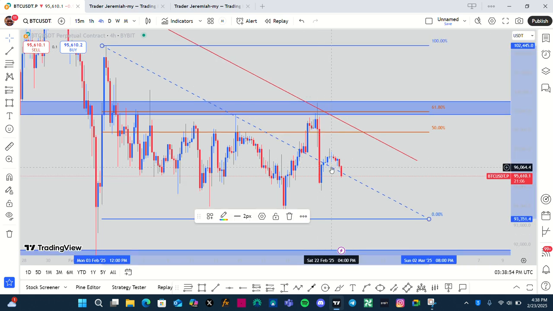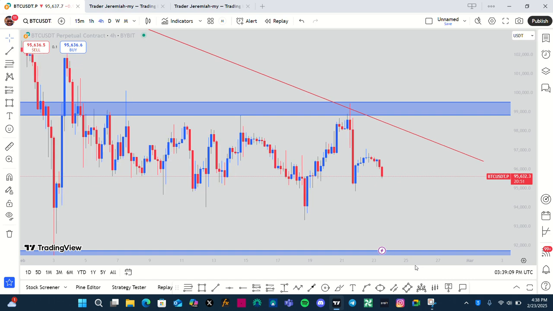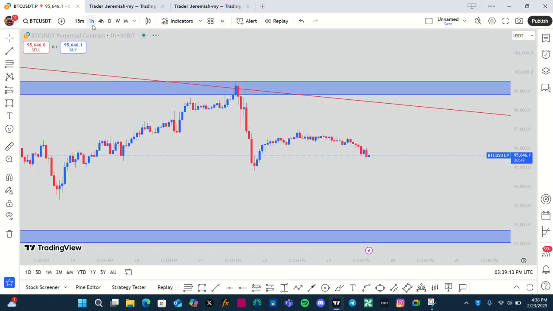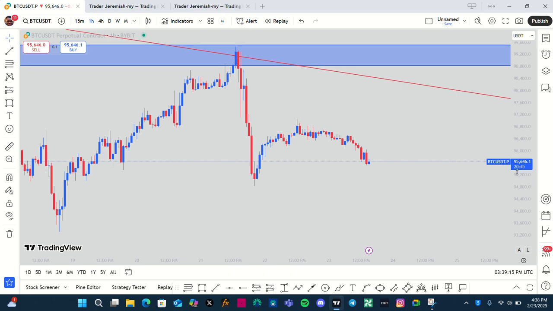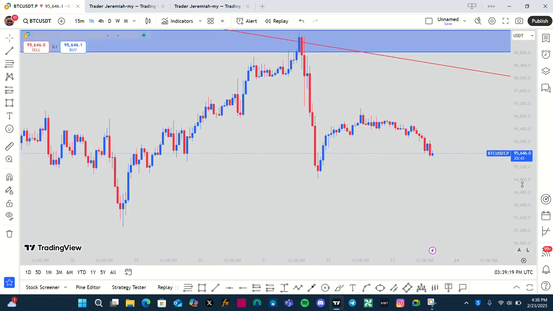So let me delete this Fibonacci zone. Having price get rejected from the trend line was another confirmation for me to enter a sell trade. So I entered this trade on the 4 hour time frame. On the 1 hour time frame. So I use the 4 hour and the 1 hour time frame for my entry.